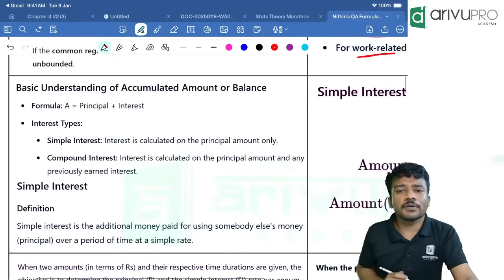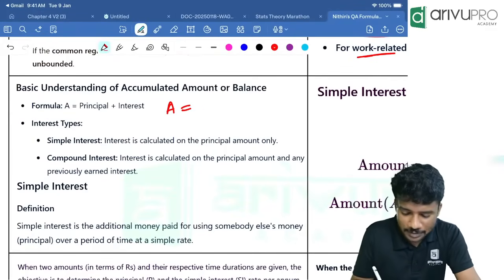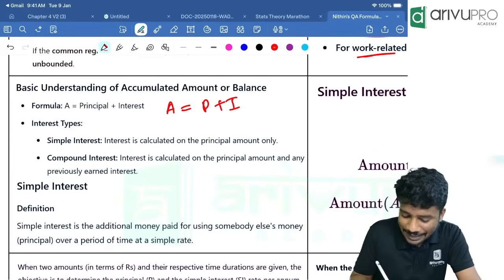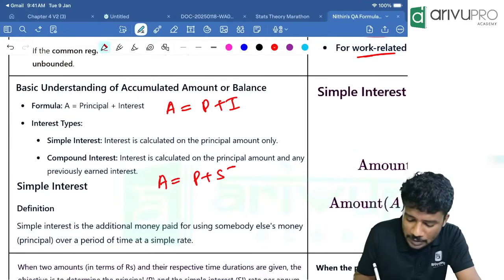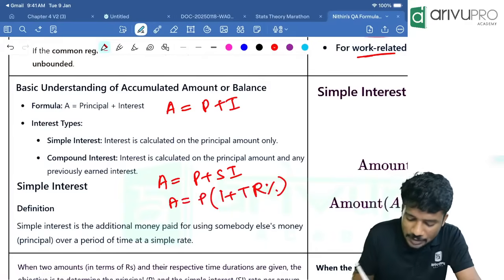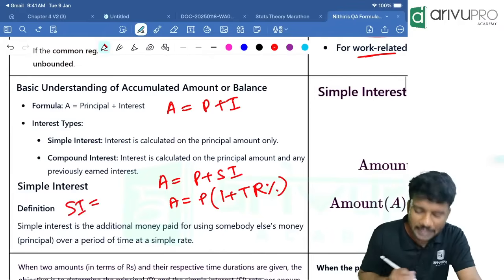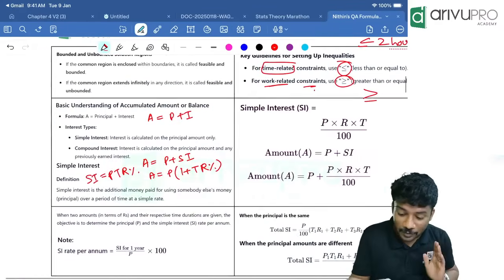Coming to chapter number 4, people. Amount is nothing but what? A is equal to P plus I. In case of simple interest, amount will become A is equal to P plus SI, or I can write it as A is equal to P into 1 plus TR percentage. What is the formula for SI? SI is nothing but PTR percentage. Till here everyone is fine now.